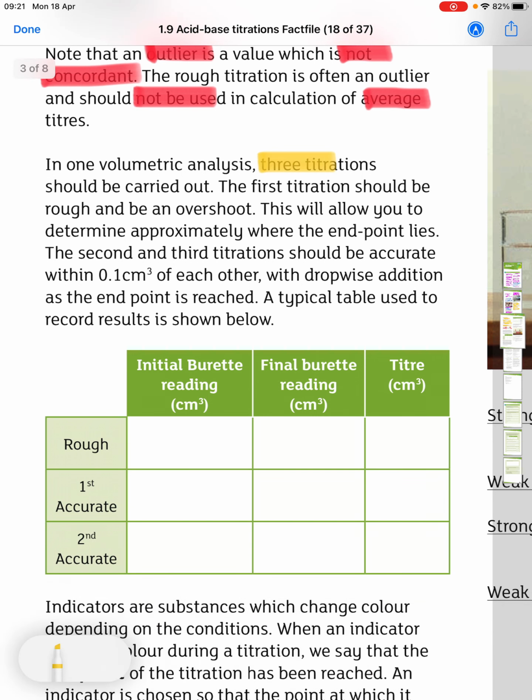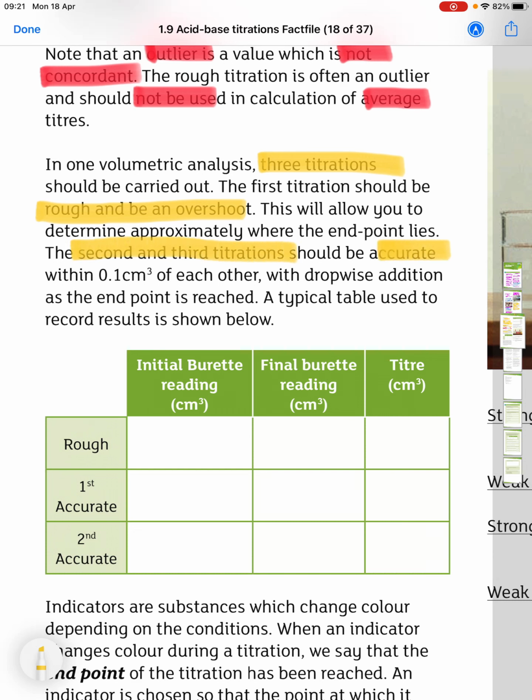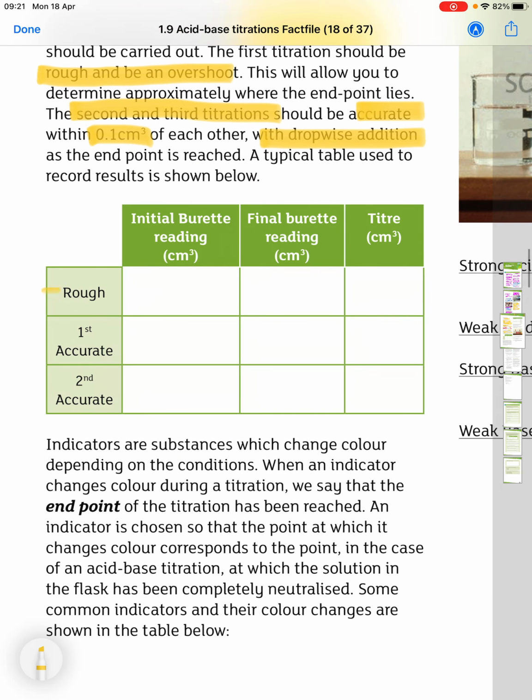So in one volumetric analysis, 3 titrations should be carried out. The first should be rough and it would be an overshoot. This will allow you to determine approximately where the end point lies. The second and third titrations should be accurate, within 0.1 cubic centimetres of each other, with dropwise addition until the end point is reached. And a typical table to record results in is shown here.